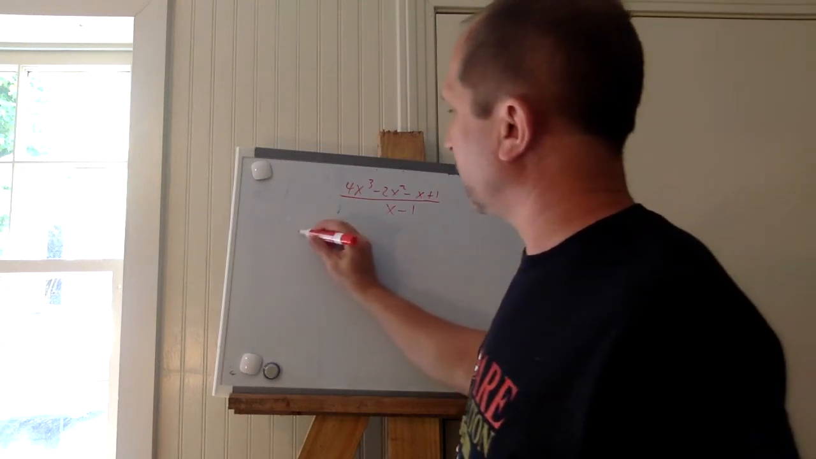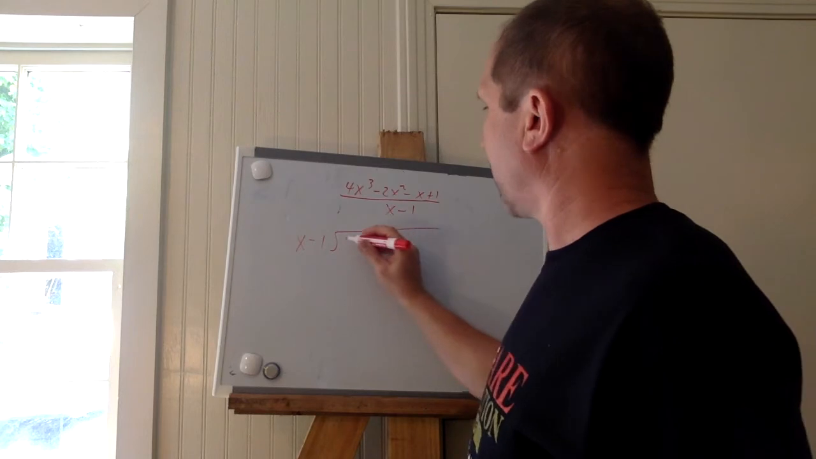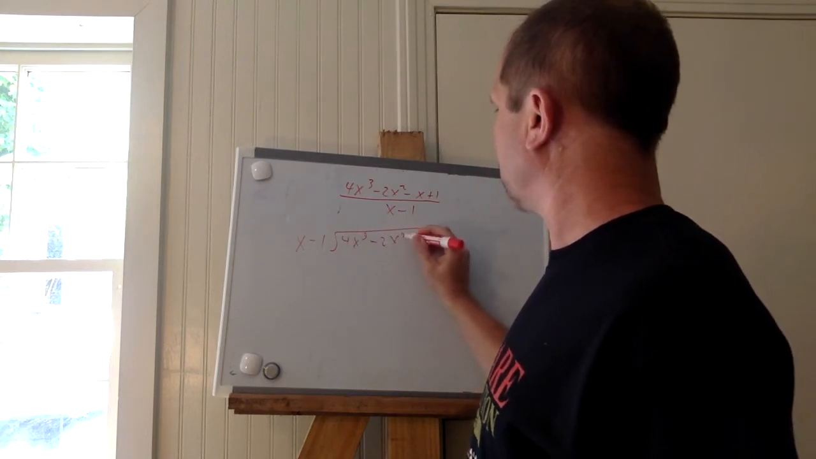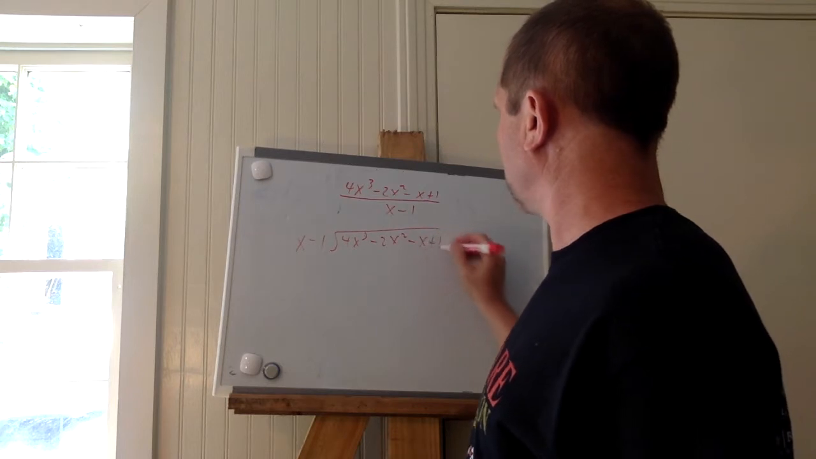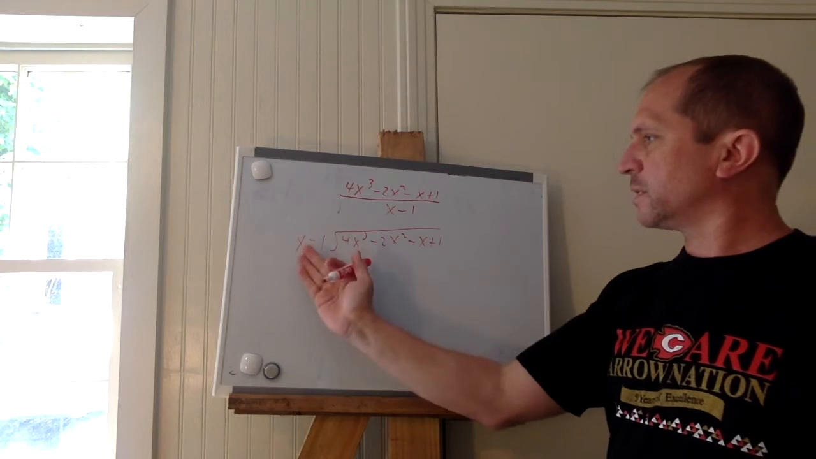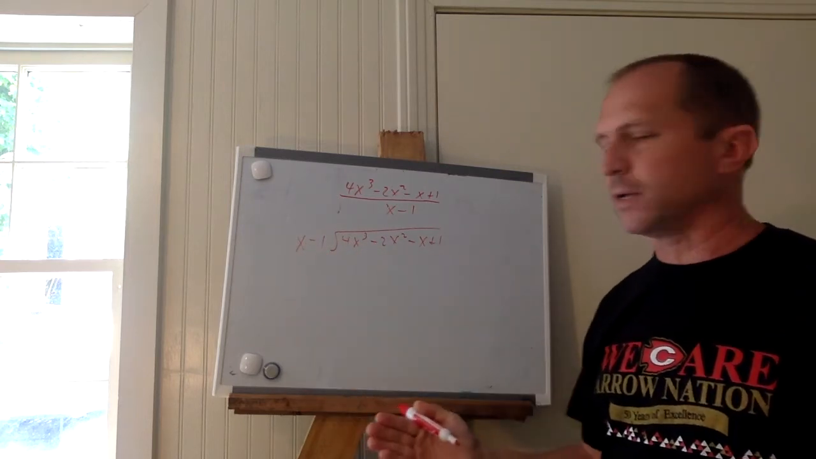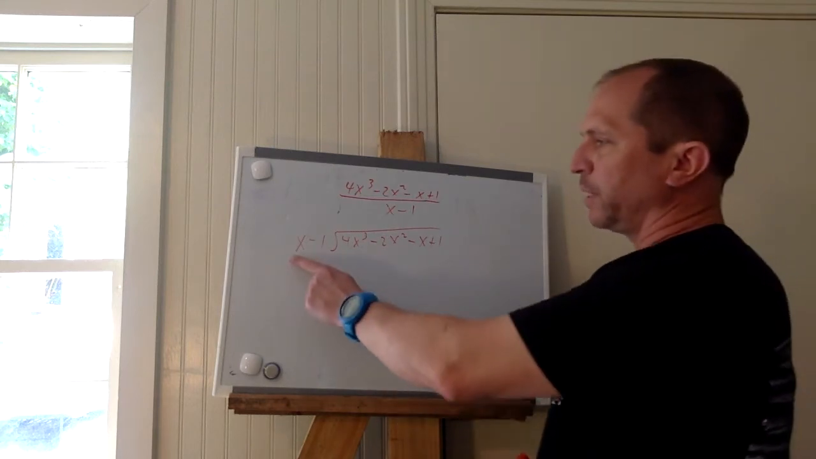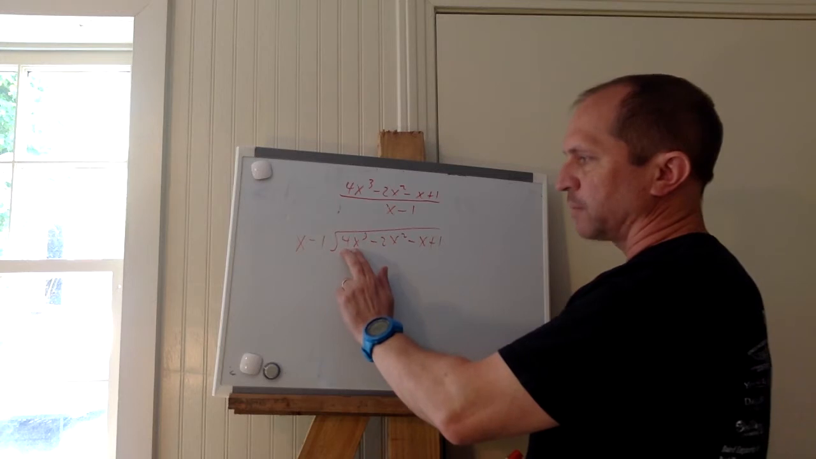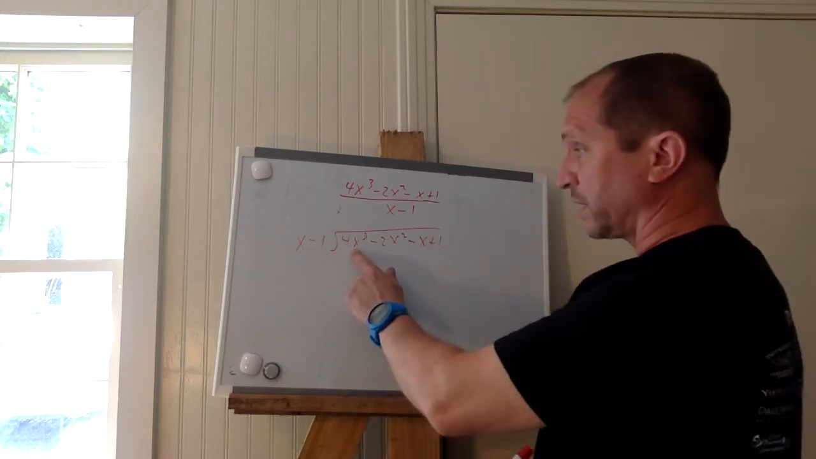So what we would do is take x minus 1 and divide it into 4x cubed minus 2x squared minus x plus 1. Now, just like in regular division, you don't try to eat the whole elephant at one time. You try to take it bite by bite. So I'm just going to be concerned with x and multiplying x times what value to get me 4x cubed. And in this case, it would be 4x squared.